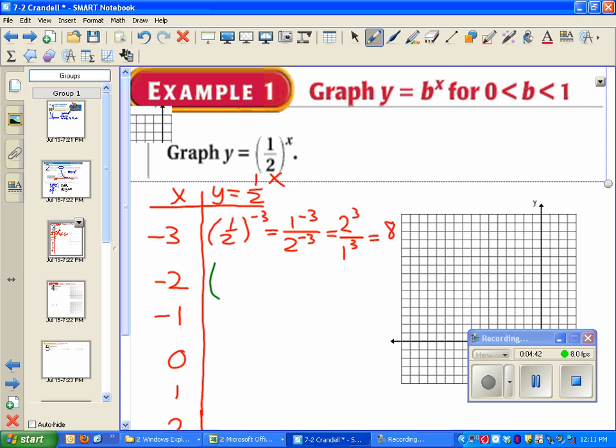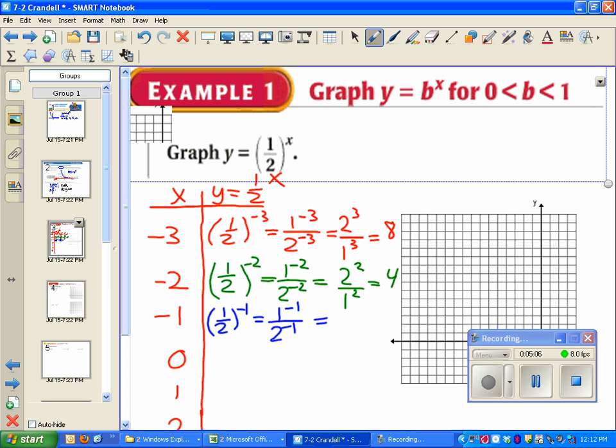All right, and then hopefully you've already fast forwarded this part and you're just checking your answers. This is 1 to the -2 over 2 to the -2. You flip-flop it, you get 2 squared over 1 squared, which is 4. For -1, 1/2 to the -1 power. We distribute that negative. We get 1 to the -1 over 2 to the -1. We flip-flop it, and we get 2 over 1, which is just 2.